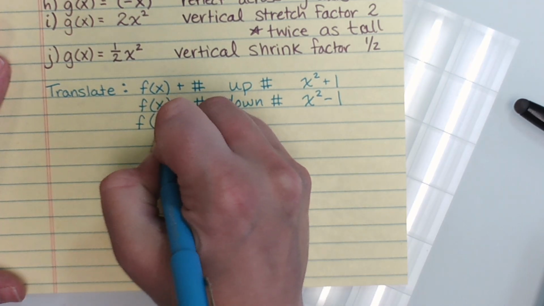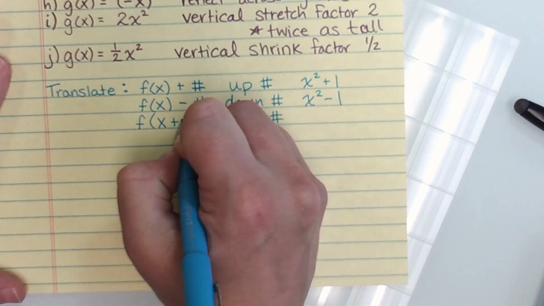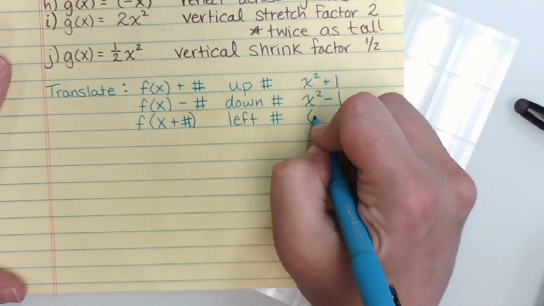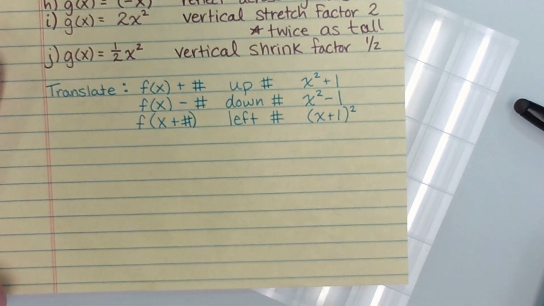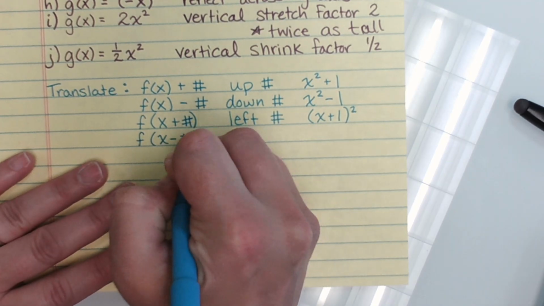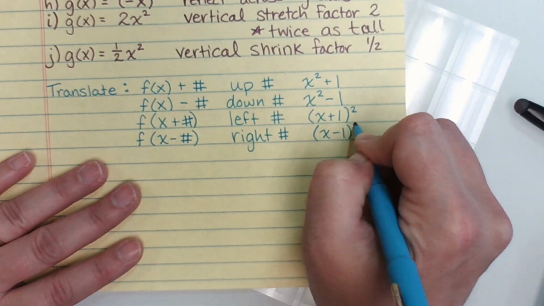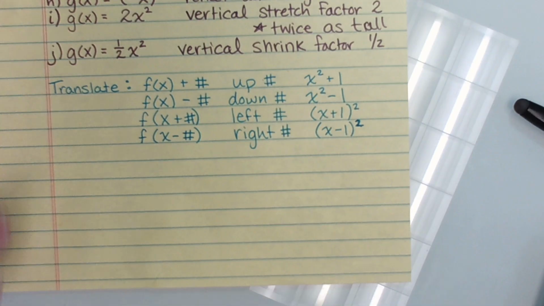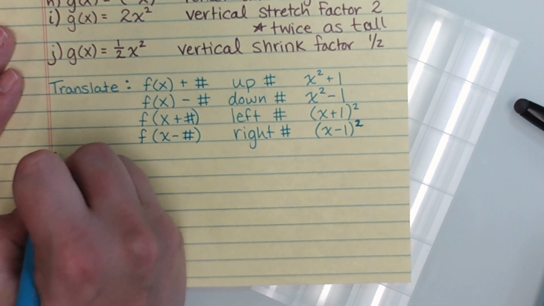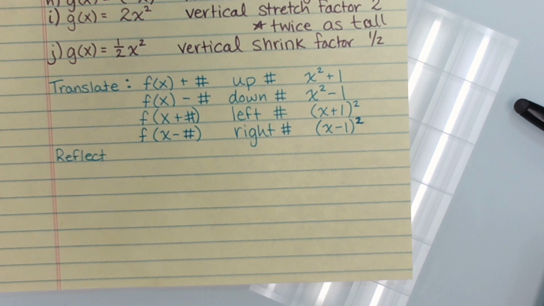Now if you add into the x, that's when it's going to move left by that number. Oops, why did I write 1? I meant to write a number there. And that's like x plus 1 in parentheses squared. While on the other hand, if you subtract from it, it's going to move to the right. That's going to go off again.